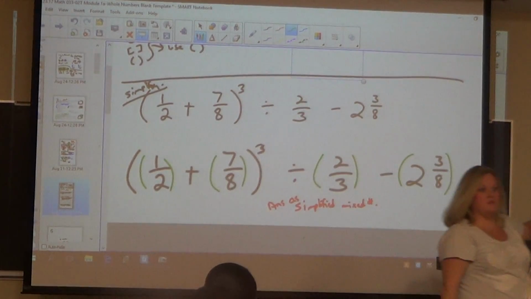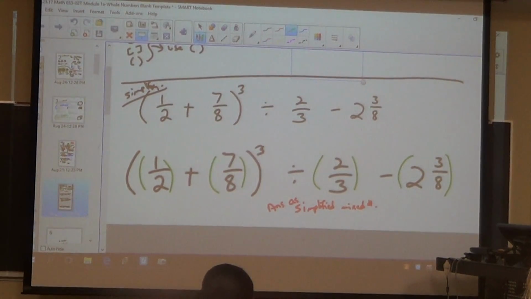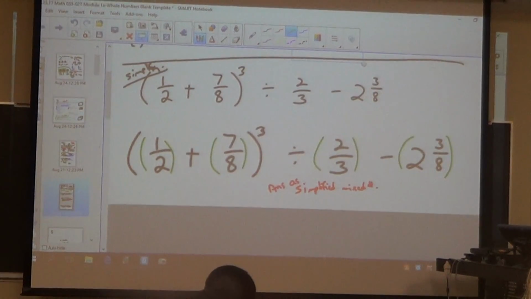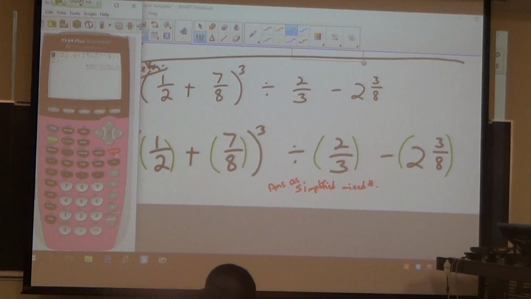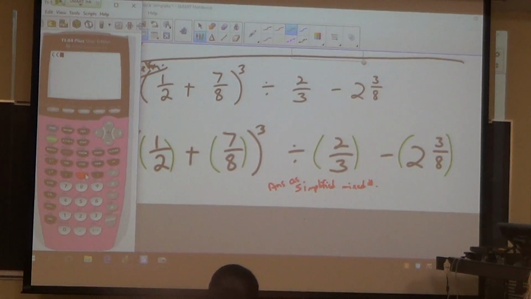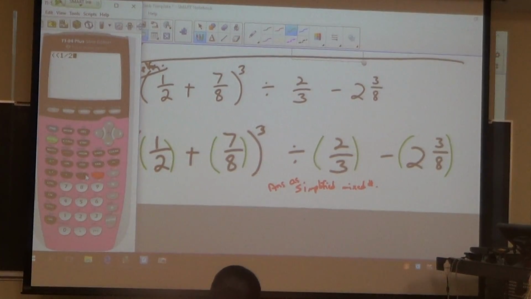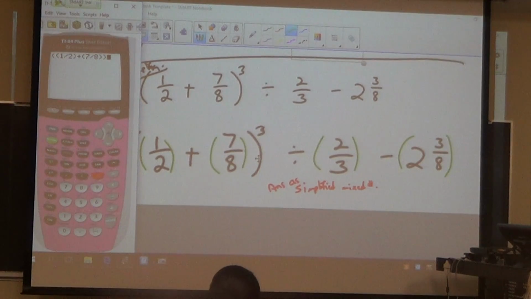You with me? Wrap, wrap. When in doubt, wrap it up. So, for this first problem, it would be parentheses, parentheses, 1/2, close it, plus 7 over 8, close it. I just did the green one and the black one.